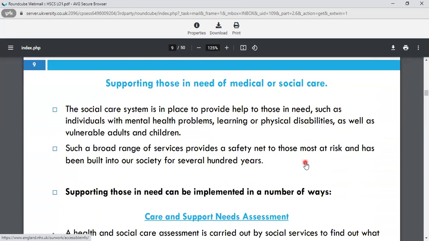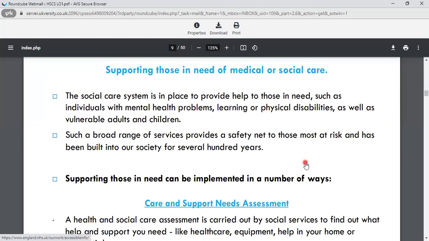And then supporting those in need of medical or social care. How does this work? The social care system is in place to provide help to those in need. These are people with mental health problems, learning or physical disabilities, vulnerable adults and children. A broad range of services provide a safety net to those who are most vulnerable. This has been built into our society for several years now. Supporting those in need can be implemented in different ways.